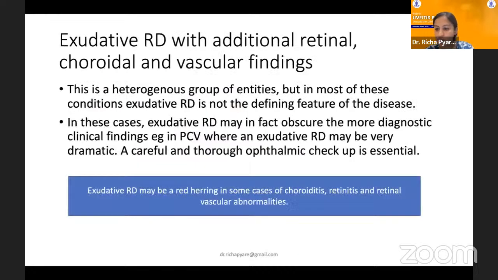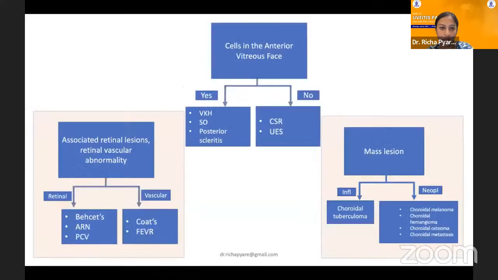So in cases of this group, the exudative retinal detachment with additional retinal, choroidal, and vascular findings is a heterogeneous group of entities. In most of these cases, the exudative retinal detachment is not the defining or definitive feature of the disease. It may, in fact, be a red herring. It might obscure the more important clinical signs. So here we have to do a very careful and thorough ophthalmic checkup.